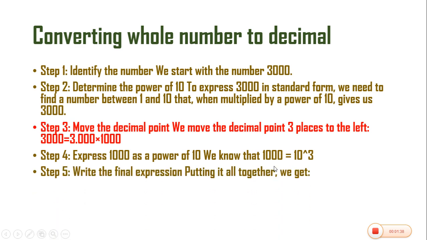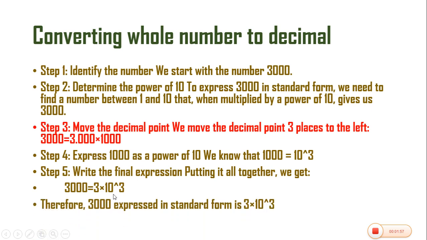Step 5. Write the final expression by putting them together. When we put them together, we have 3000 is equal to 3, this 3 that we moved 3 decimal places, times 10 raised to the power 3. That's what we have here. Therefore, 3000 expressed in standard form is equal to 3 times 10 raised to the power 3.